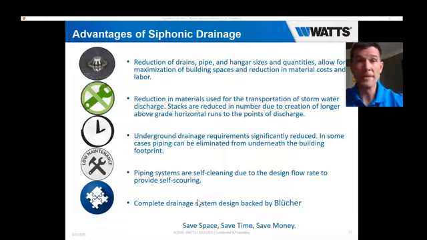And one other main part to notice is the BLÜCHER Siphonic calculator and design assistance that we offer. From a complete drainage system, it is backed by BLÜCHER. So from an ANSI/ASPE 45 aspect, the liability is taken by the designer. That's a key part to know from an engineering and design standpoint, where we'll back our product and our design.